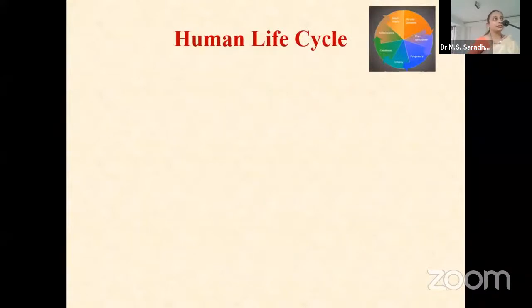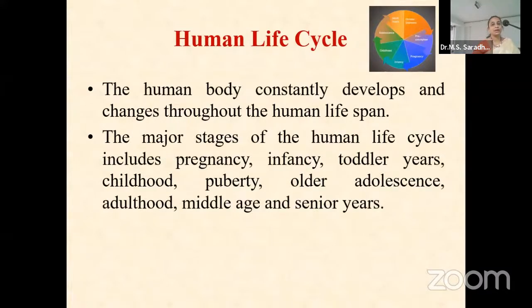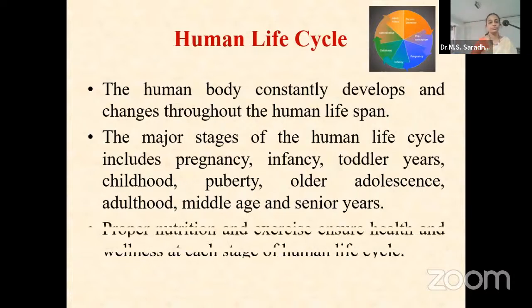Now let's learn what is human life cycle. The human body constantly develops and changes throughout the human lifespan. The major stages of the human life cycle include pregnancy, infancy, toddler years, childhood, puberty, older adolescence, adulthood, middle age, and senior years. You would have crossed half of this by now.